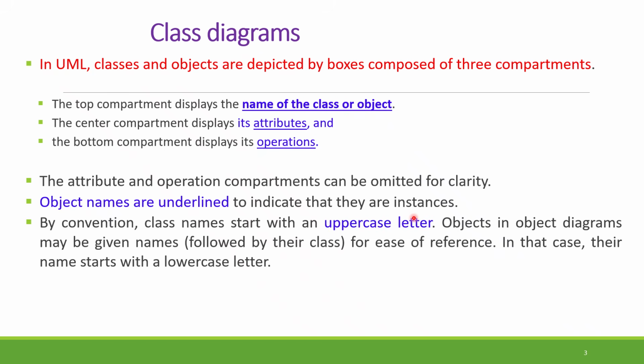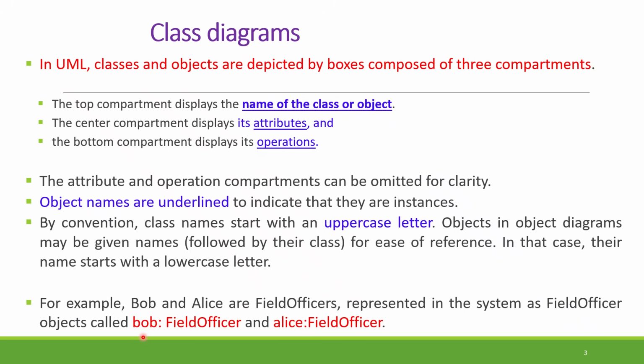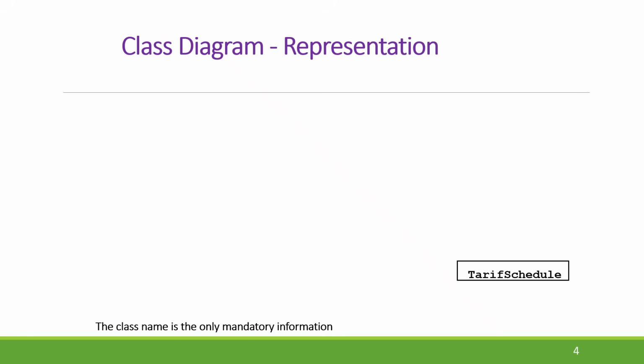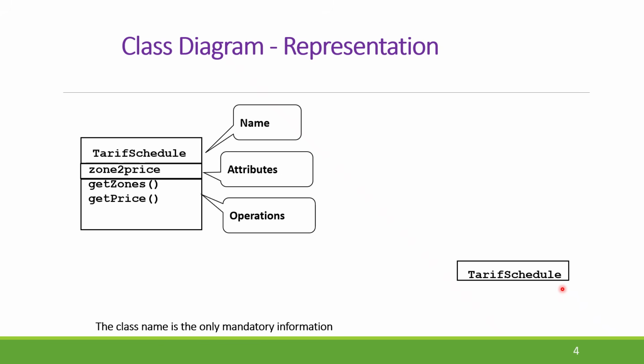The naming convention we have to follow to indicate the class name is that the first letter should always be uppercase. So here, FieldOfficer is the name of the class. Bob and Alice are the objects which belong to the particular instance of the class, that is FieldOfficer. When you look at this diagram representation, the class name is the only mandatory part. TariffSchedule is the name of a class which doesn't have any attributes or operations. If you want, we can mention the attributes and the names of the operations.